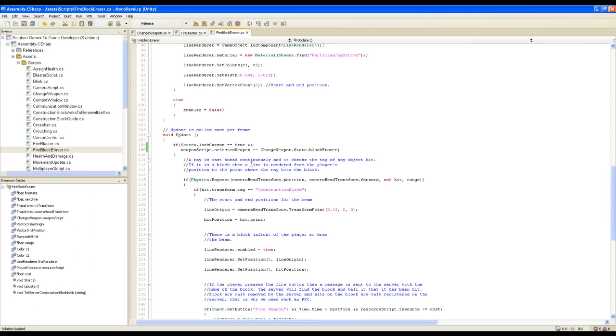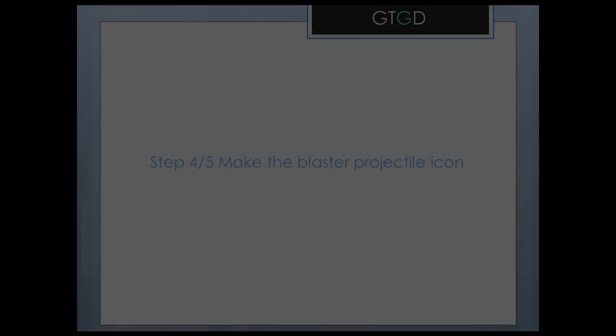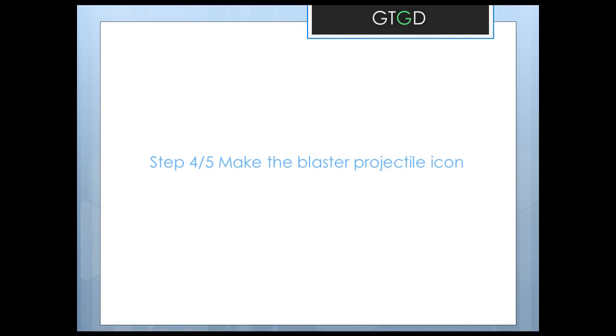So in our next steps, we'll actually make the icons that'll be displayed by the change weapon script in the GUI window that we've set up. And after we've made all the icons, we'll attach the script to the players and plug in the icons, and away we go. We're on to step 4, which is to make the blaster projectile icon.